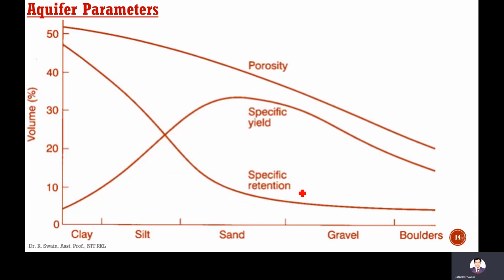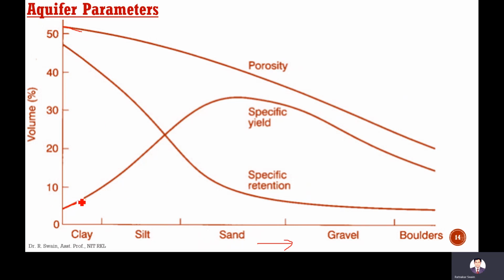Now here this is the distribution of the porosity, specific yield and specific retention of different particles of different soils. For clay material, you can see that the porosity is high, maximum porosity. Porosity decreases gradually when the soil particle size increases. The particle size increases from clay towards boulders or gravel, so porosity decreases gradually.